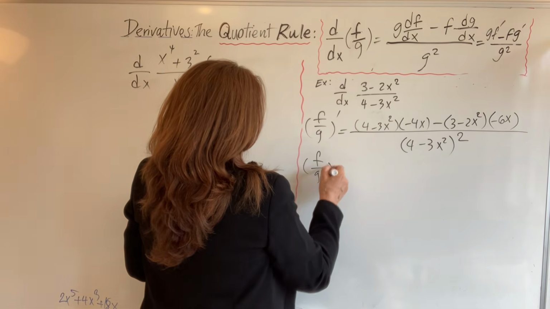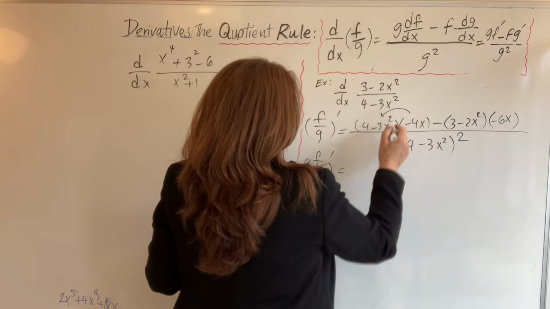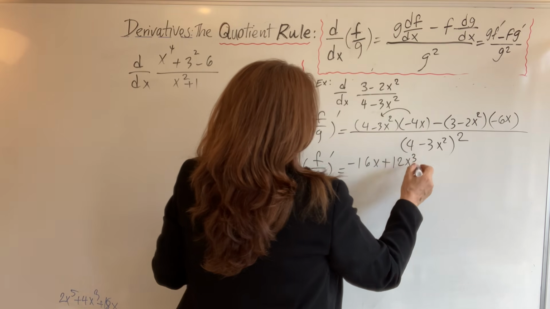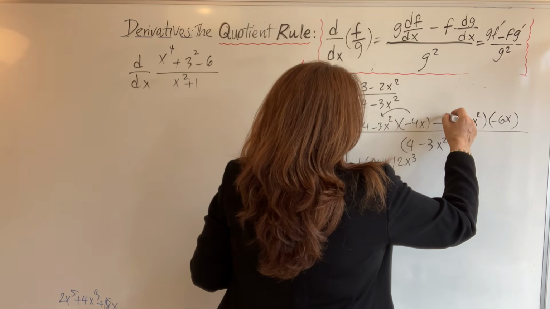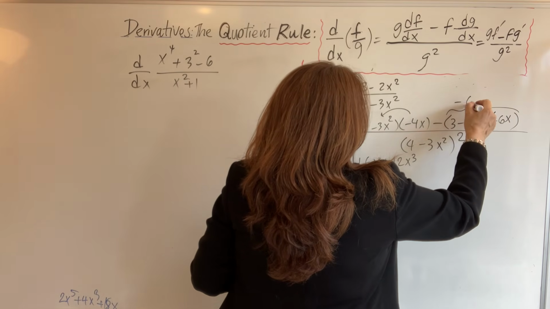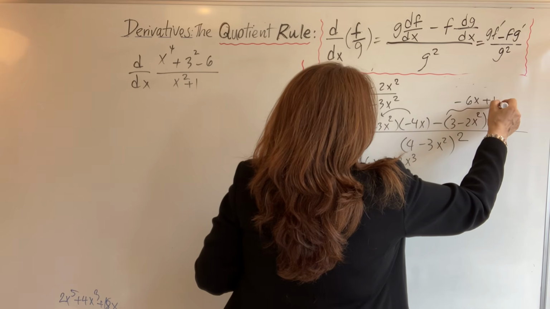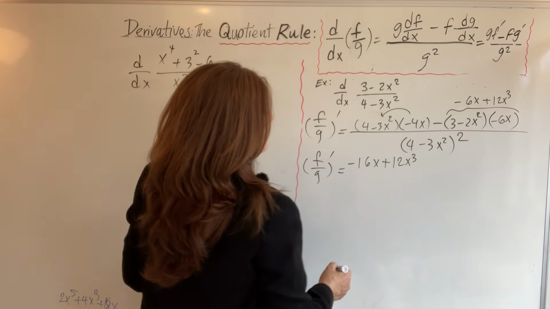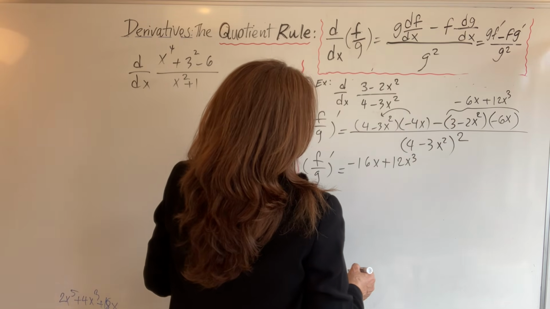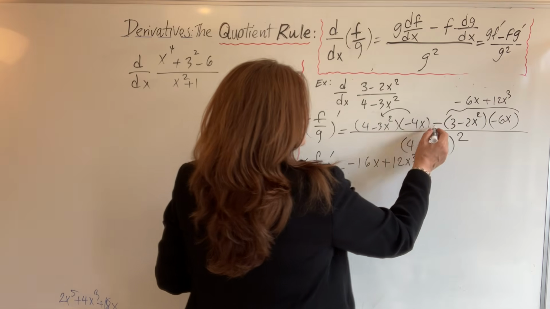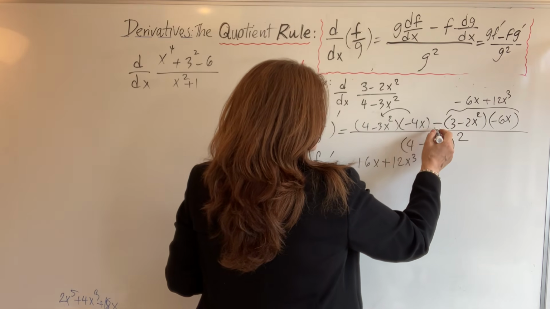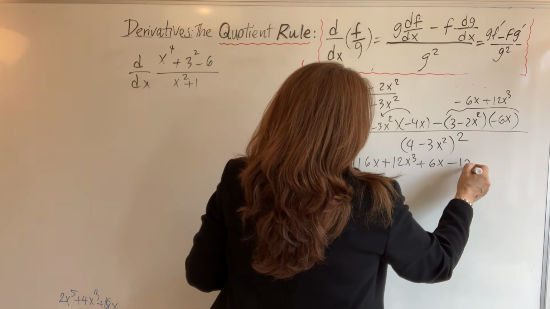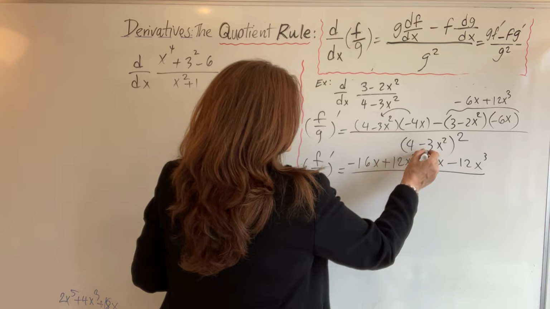Okay, just simplify. (f over g) prime equals, distribute: negative 16x plus 12x to the third. This one here gets negative 6x plus 12x to the third. Be careful about this negative. Negative times this gets positive 6x, negative 12x to the third, over the denominator squared.